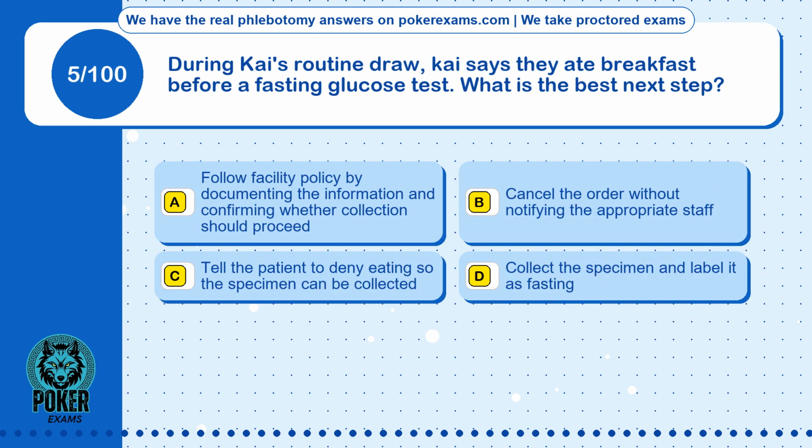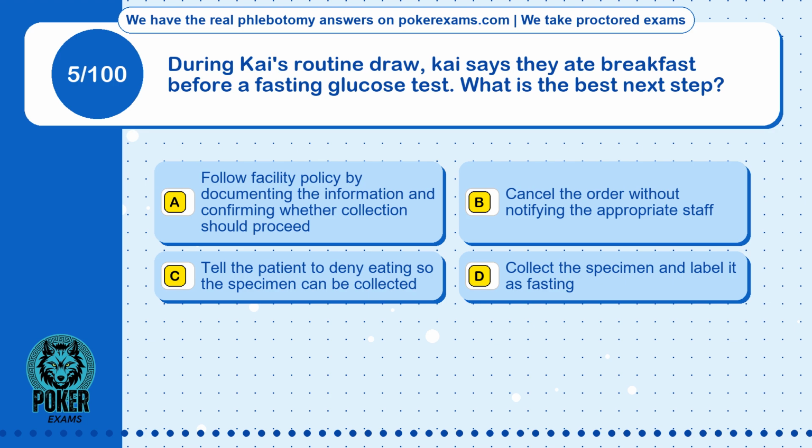Question 5. During Kai's routine draw, Kai says they ate breakfast before a fasting glucose test. What is the best next step? Option A. Follow facility policy by documenting the information and confirming whether collection should proceed.